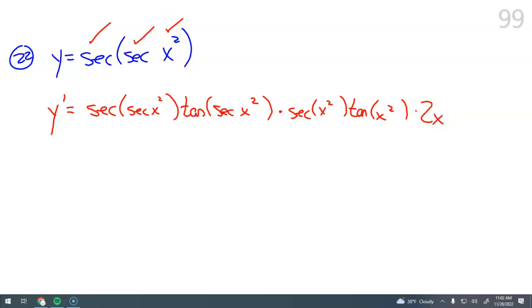And then, is there anything in there I can combine? Well, this tan is tanning sec x squared, and this tan is just tanning x squared. They're actually different. So this is the answer. Like, there's nothing else you can do from there. I mean, that, yeah. All right.